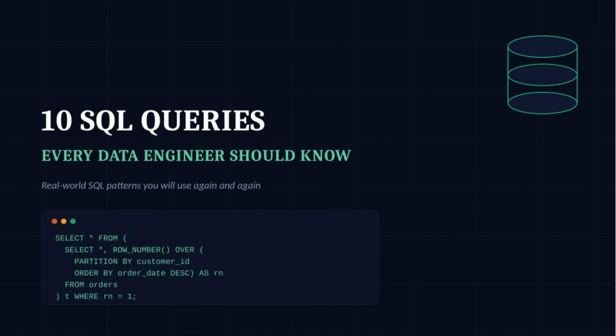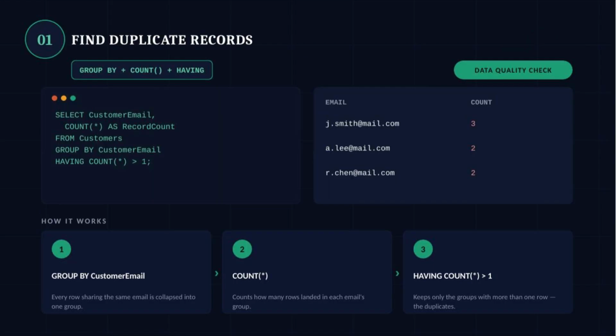If you are a data engineer, you don't need to memorize hundreds of SQL queries. But there are certain SQL patterns that you'll use again and again in real-world projects. In this video, I'm going to show you 10 SQL queries every data engineer should know. We'll cover duplicates, joins, window functions, running totals, missing data, and more. Let's get started. Query 1.